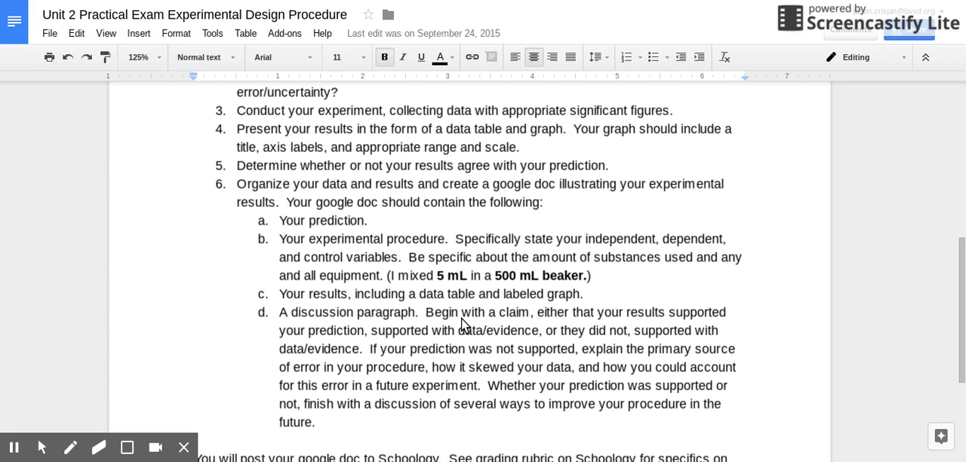Discussion paragraph, beginning with a claim, that's huge. Whether or not your results supported your prediction. Make sure anytime you make a claim, you support that with data and evidence. Same thing if you're saying your prediction was incorrect, supporting that with data as well.